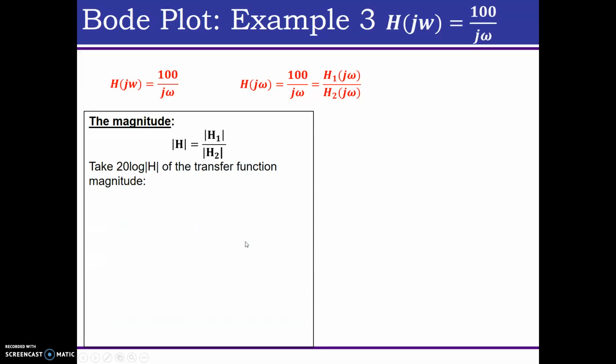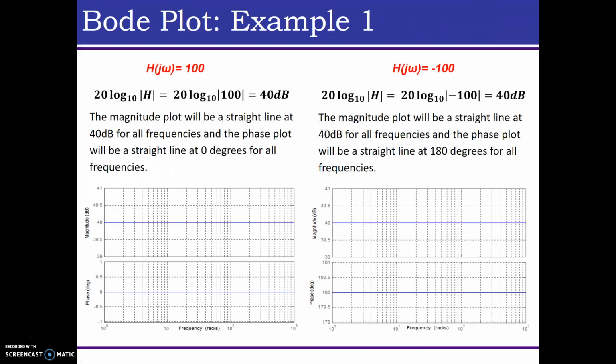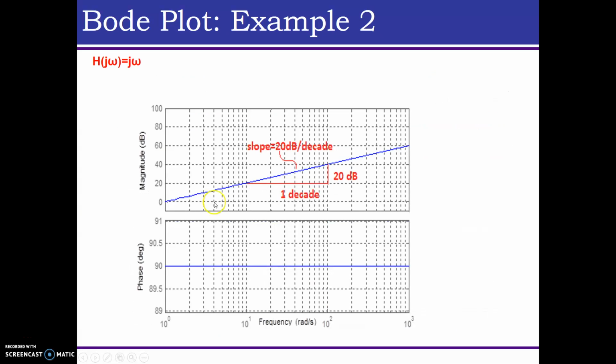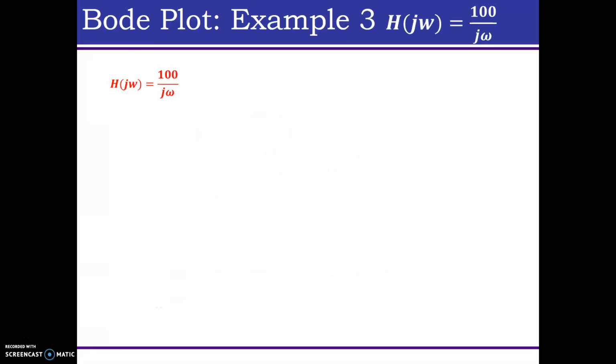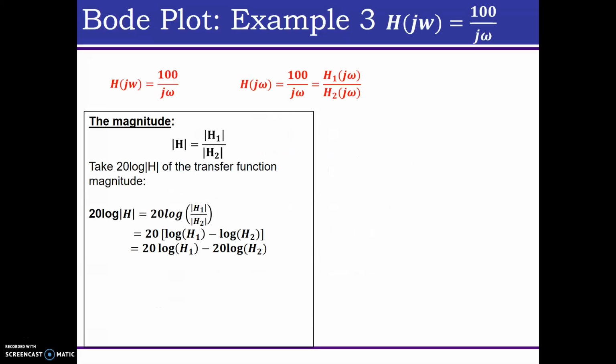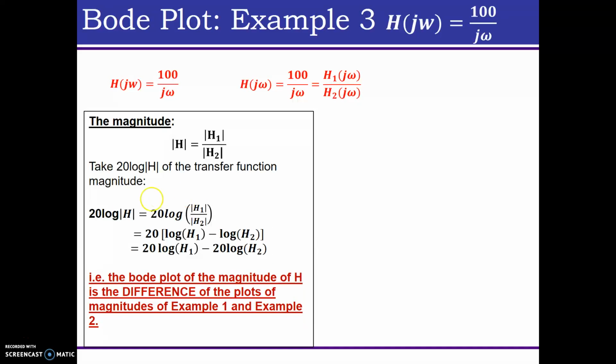So in other words, based on the prior examples, this is h1, that's h1, and that's h2. We're basically saying that in example 3, the Bode plot for this particular example is the difference of the plots of the magnitudes of example 1 and example 2. So take example 1 and subtract example 2 from it, and we'll end up with the magnitude for example 3. Now let's take a look at the phase before we start drawing things.